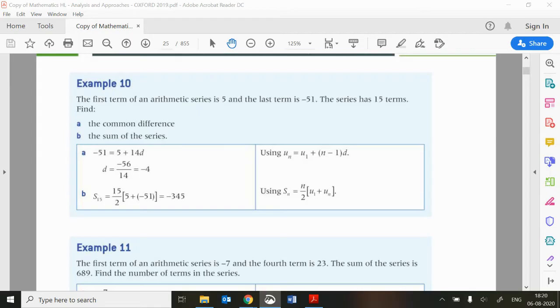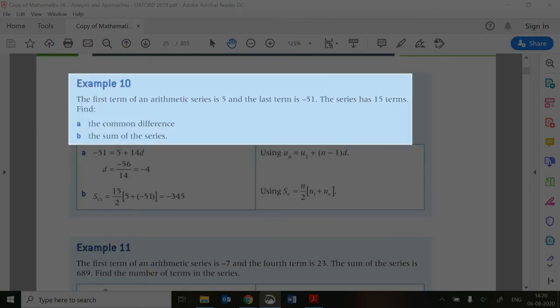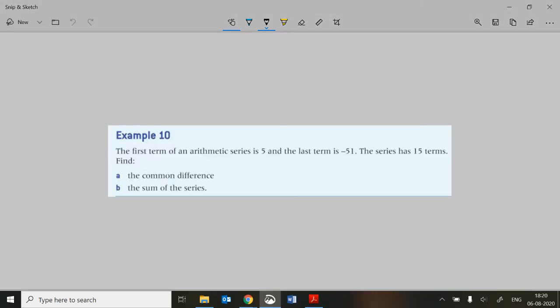So, example number 10. I'll tell you what, my tea's got cold again. Can't keep microwaving it.